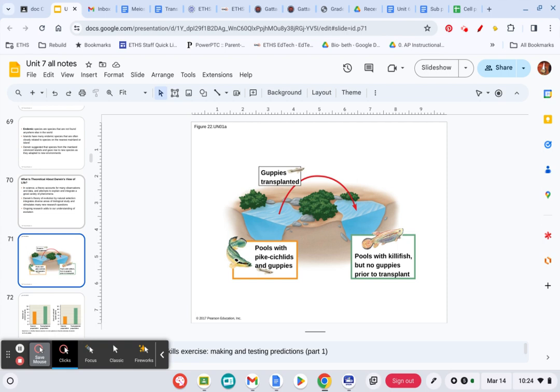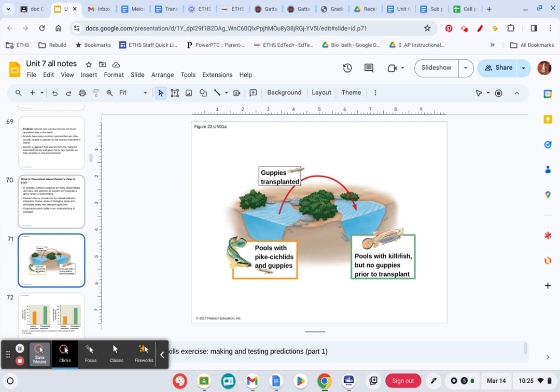These are guppies. And guppies, if there's no predators, will be very brightly colored. They'll have a lot of spots on them, and they'll be very colorful. But if they are in an area where there's a predator, they tend to have fewer spots, and they tend to be less colorful, because if you're colorful, you stick out. And if you stick out, you tend to get eaten.